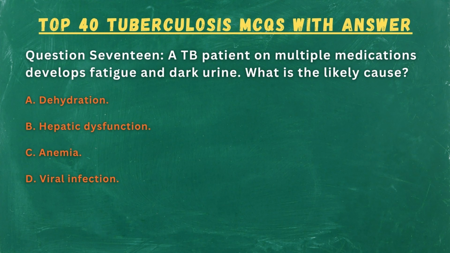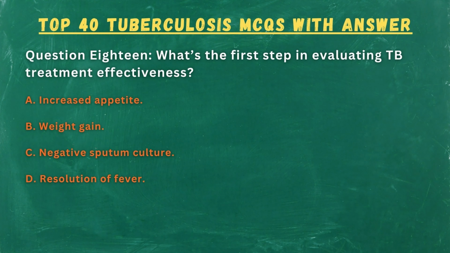Question 17. A TB patient on multiple medications develops fatigue and dark urine. What is the likely cause? A. Dehydration. B. Hepatic dysfunction. C. Anemia. D. Viral infection. Answer. B. Hepatic dysfunction.